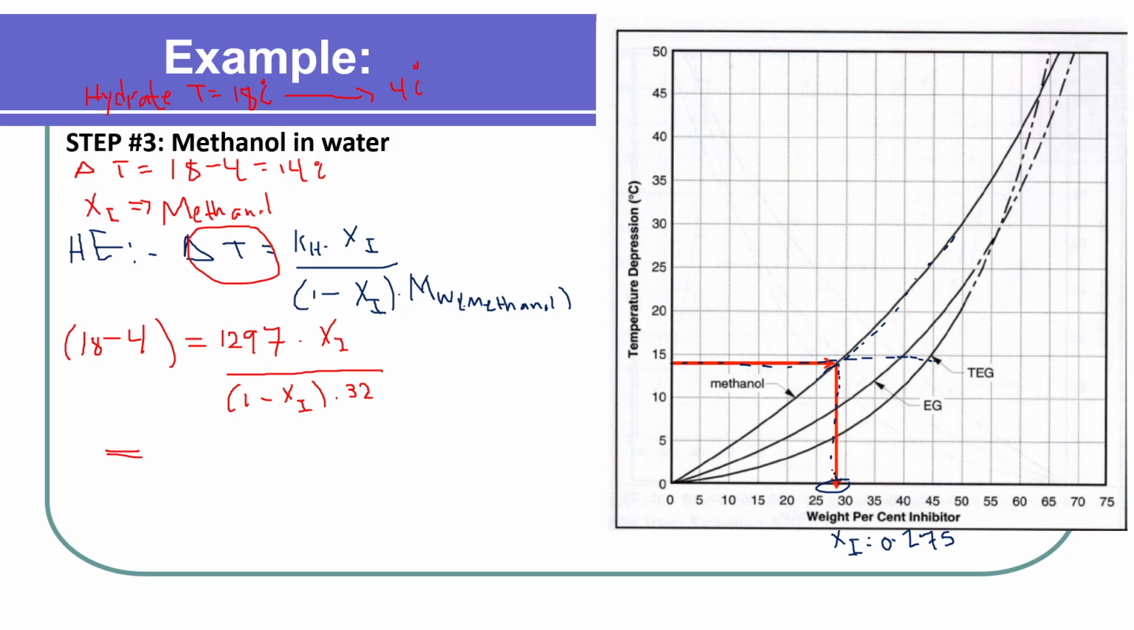If you solve this equation, you will get Xi to be equal to 0.257, and you have to remember that this is mass fraction, or mass percentage. So we solve the Hammerschmidt equation to find that the mass fraction of methanol required to reach this depression in temperature is approximately 0.257, and if you do it from the chart, you get approximately 0.275.